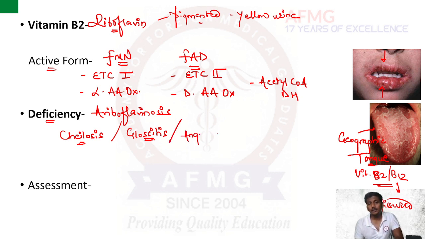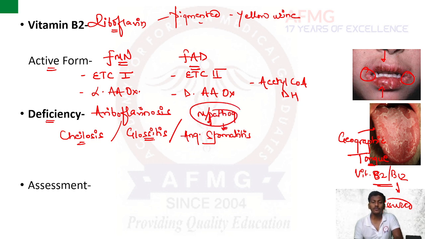There would be inflammation of the angles or the corners of the mouth, and this condition is known as angular stomatitis when there is maceration of the angles. And please remember, this is the most pathognomonic feature. If they ask you which is the most pathognomonic feature of vitamin B2 deficiency, the answer should be angular stomatitis. Okay, please remember this. These are the most important things.